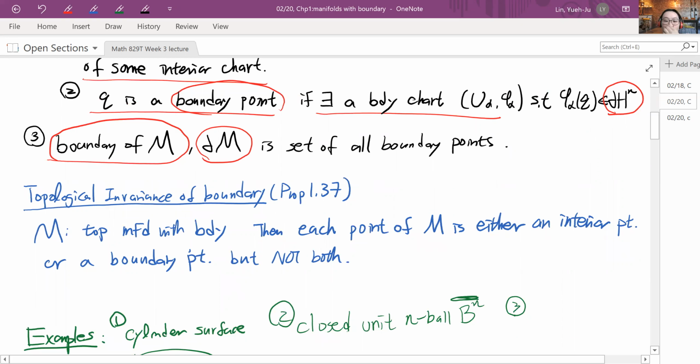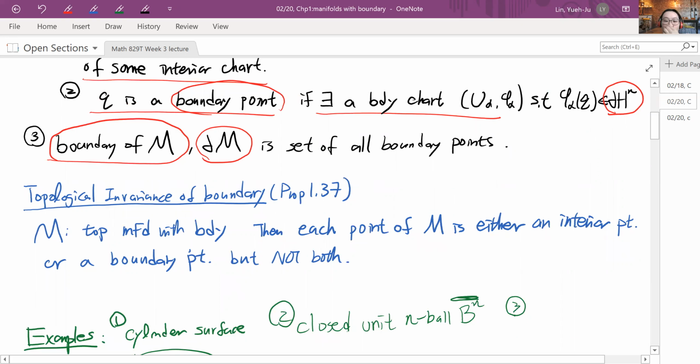This is the smooth one, so it involves the smooth chart. It's pretty much the same, saying that no matter which smooth chart you use, a boundary point should always stay a boundary point. Let's say you have a smooth manifold with boundary, and you have a point. If you can find one smooth chart that maps the point P to the boundary, that means P is on the boundary of the manifold, then the same thing is going to hold for every other smooth chart whose domain contains this point.